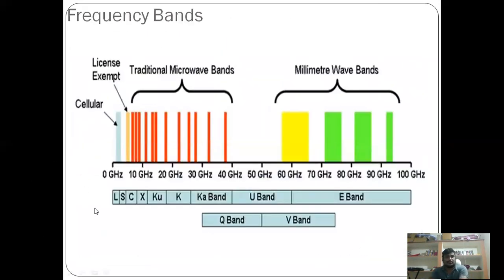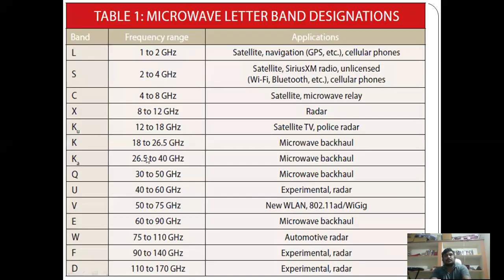Frequency bands, once again: L, S, C, X, Ku, K band. These are the millimeter wave bands, and these are the traditional microwave bands, license exempt. Generally we are using this microwave band. Cellular also uses the L band. This is the microwave letter band designation by IEEE.